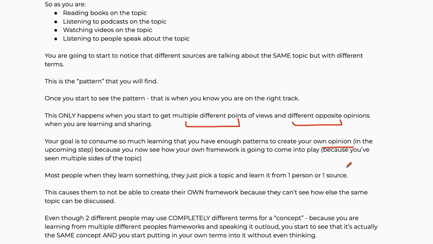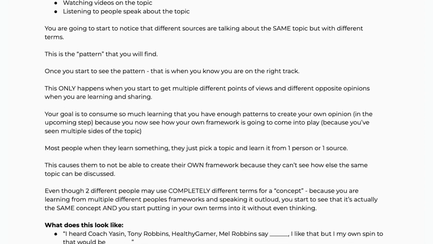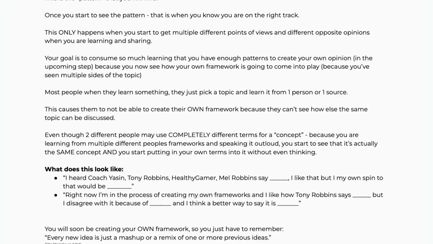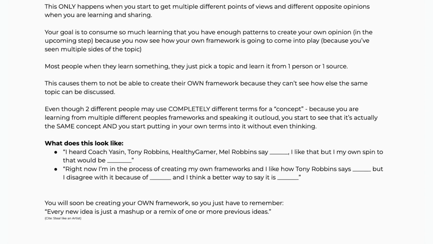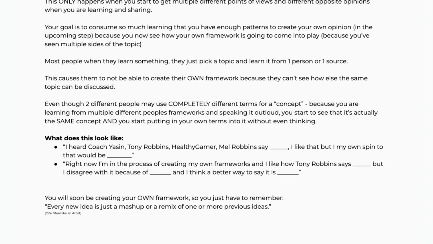And this is very different than what most people do. Most people only learn from one topic, from one person, or from one source, right? And that's what causes them to be unable to create their own frameworks, because they can't really see how the same topic could be discussed from a different point of view, from a different angle, right? But it's only when you start to consume different points of view that you can start to think, okay, hey, this same topic can actually be explained in a different way, right? It's like, hey, I heard Coach Yassine, Tony Robbins, Healthy Gamer, and Mel Robbins say da-da-da-da-da, but I like to put my own spin on it, and that would be da-da-da-da-da, right?